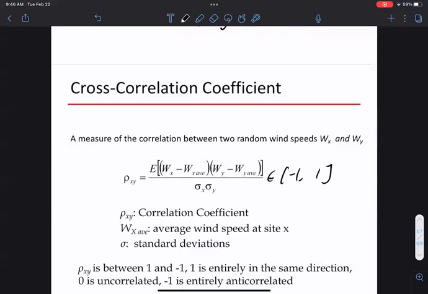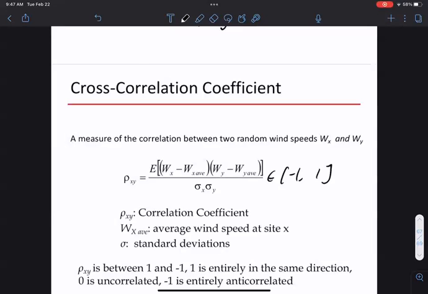You can apply this to anything. Between any two random variables, this is defined. This is always defined and will always be between these two numbers. So this is a good equation, a good number, a good metric to look at.